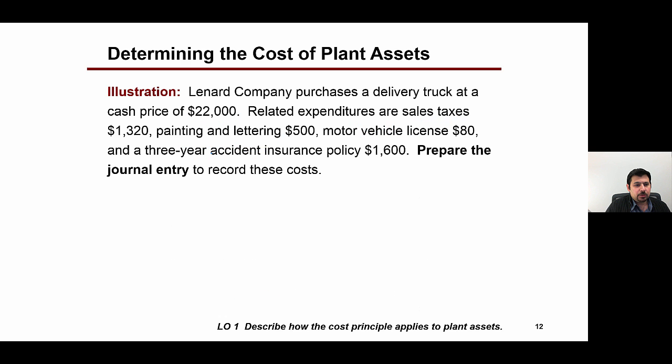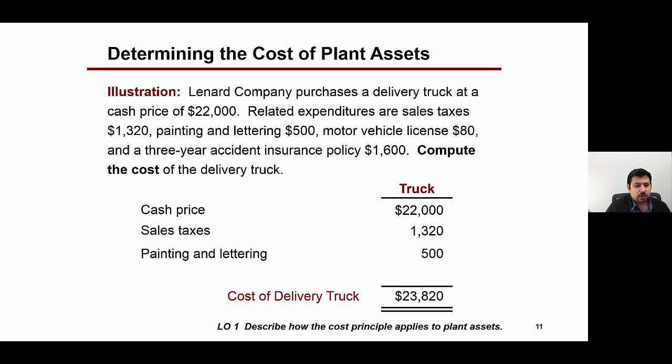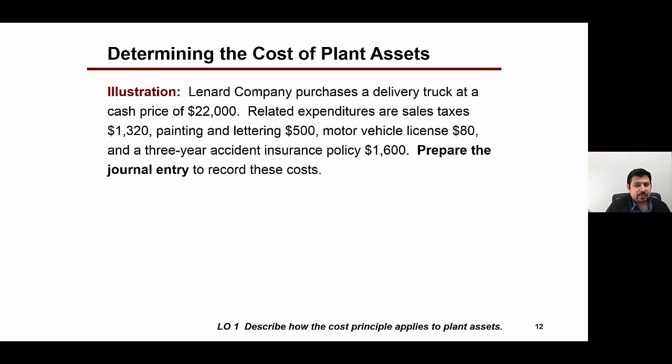Now, the journal entry that the company will prepare for this transaction will be, because the company paid for the truck in cash, again, the cost of the truck was $23,820. So the company will debit equipment $23,820.